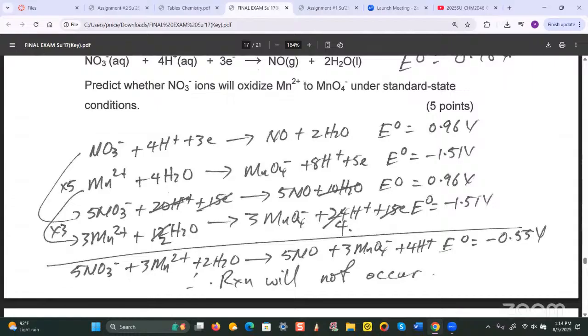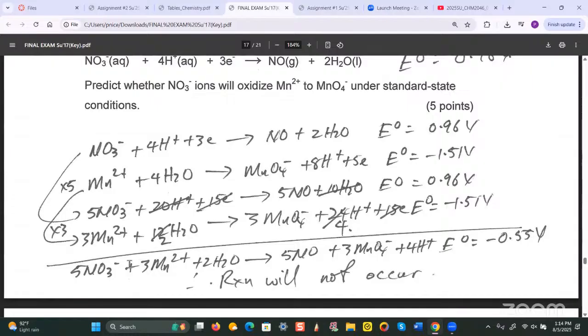20 H plus will cancel out with the 20 H plus here, leaving behind 4. And then the 10 water molecules will cancel out 10 of the 12, leaving behind 2 here. So this would be the net reaction. And to get the net EMF value, I add this 0.96 to the minus 1.51, and I end up with minus 0.55 volts, right?